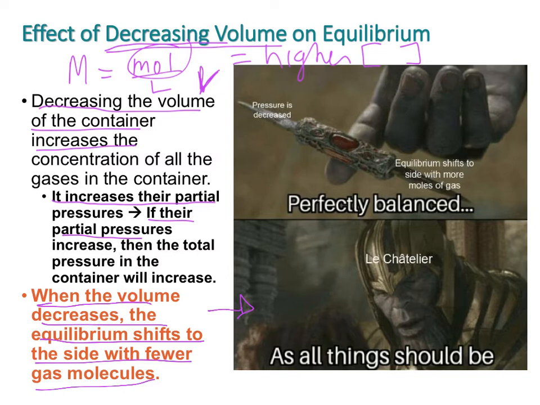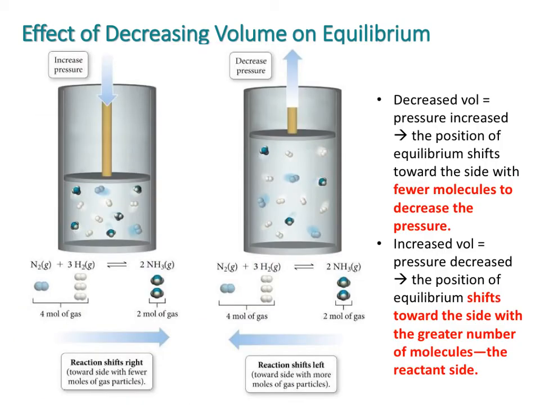I found them, but when pressure is, for example, decreased, this is the opposite of what we're saying here. When volume decreases, pressure increases, but here pressure is decreasing. The equilibrium will shift to the side with more moles of gas. So this is the other situation in comparison to this one. And here I'm showing you a better picture of how to visualize this.